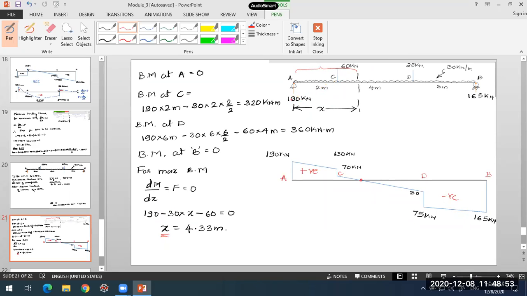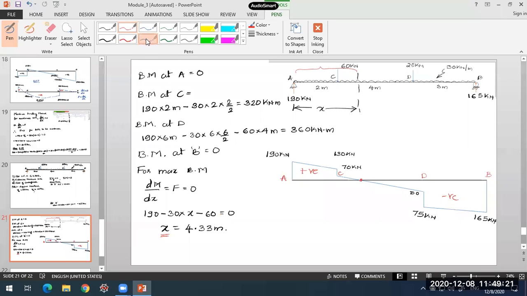So VA 190, plus 190 due to UDL, minus 30 into x, and this 60 kilonewton load, minus 60. When I add up these things, it should come out to 0. This is the point of zero shear force. Where is that point? At a distance of 4.33 meters from A. I got this value of x from this equation.